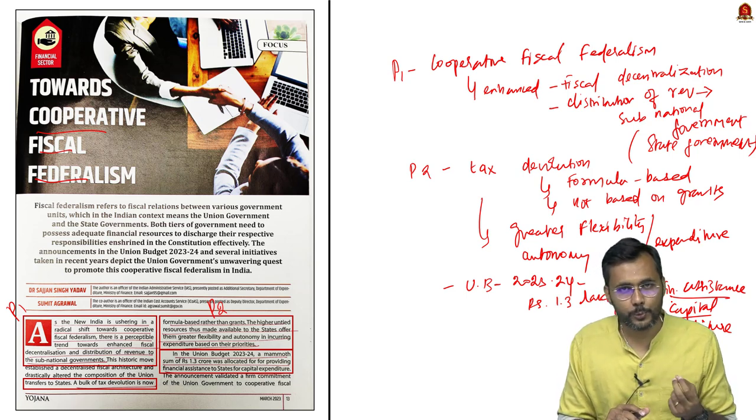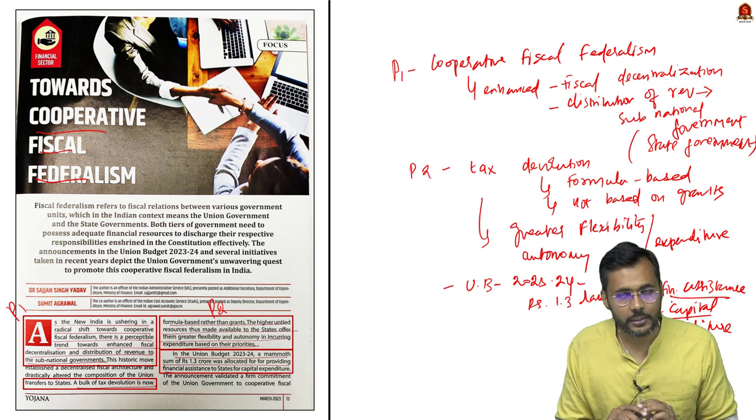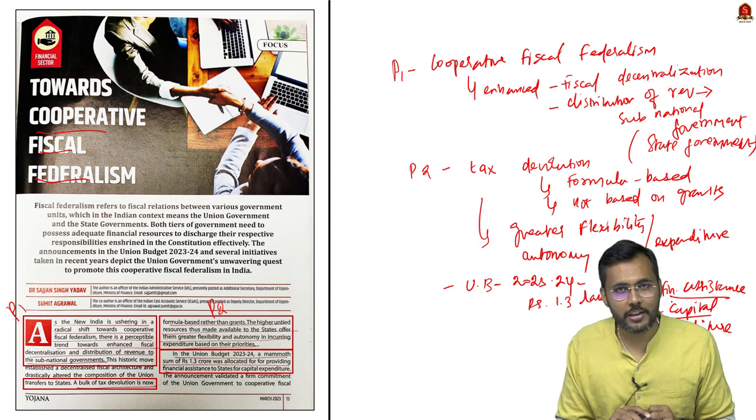In economy, there are two types of expenditure. One is revenue expenditure, another one is capital expenditure. Revenue expenditure is a recurring expenditure. For example, salary for government employees is a revenue expenditure, which doesn't have a direct impact on the economy.